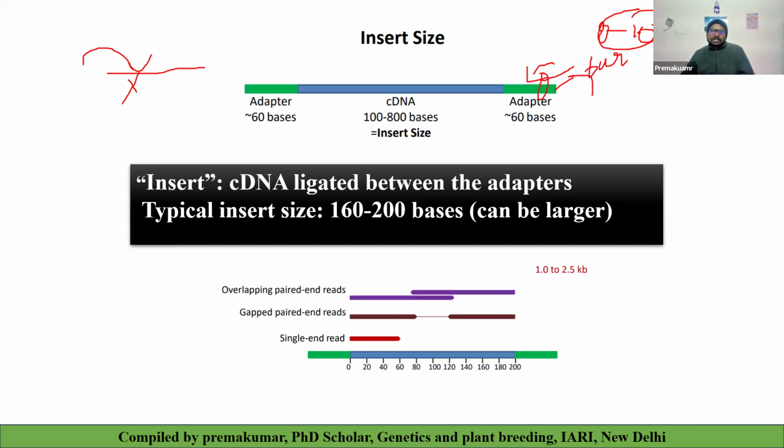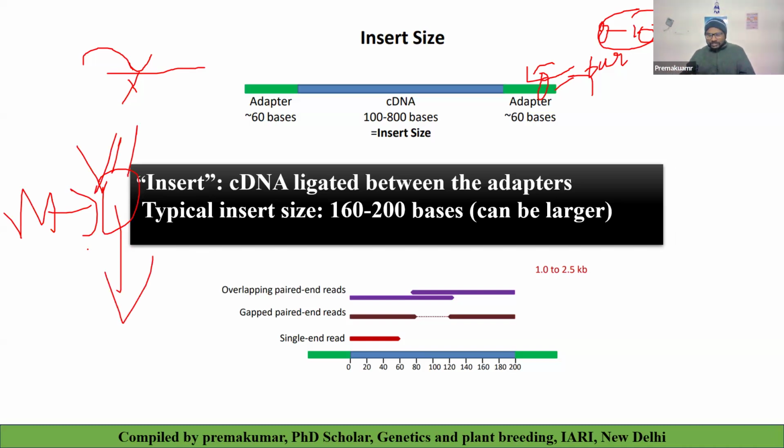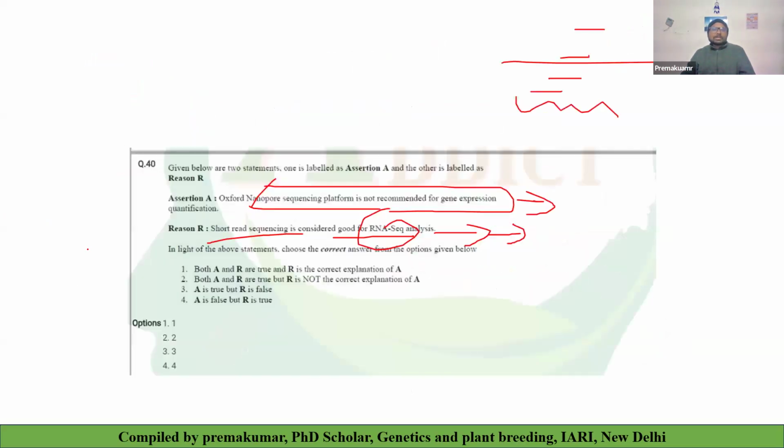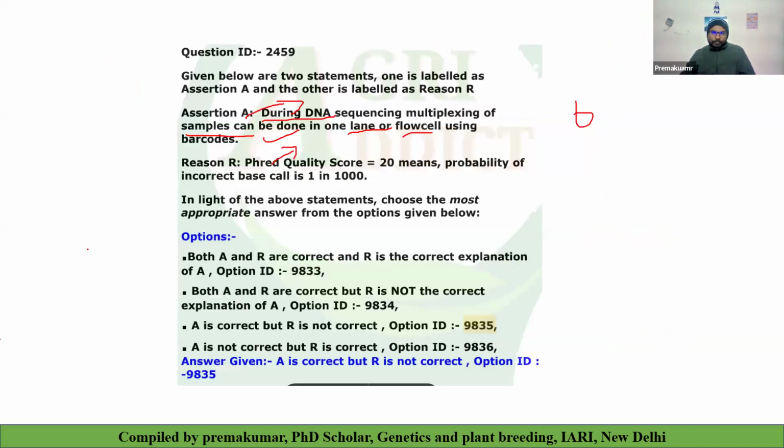It is called multiplexing. In a single go, we can run many samples. We can mix many samples, and in a single run, we can go for sequencing. That is called multiplexing. Multiplexing is done through barcoding. This is correct: in DNA sequencing, multiplexing of samples can be done in one lane or flow cell using barcodes. It's exactly right.